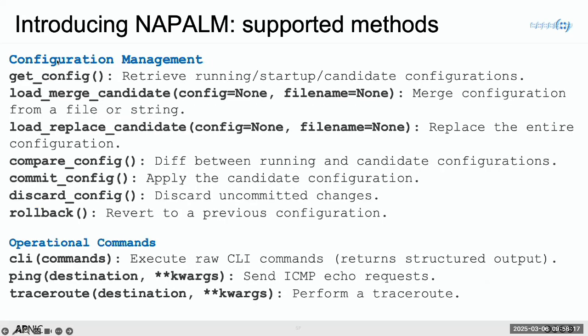In the case of configuration management, we can use get config. This can help us retrieve the existing configuration, and we can use load merge candidate or load replace candidate, compare config, commit config, and discard config and rollback as well. Similarly, we also have support for operational commands, like the CLI methods. This helps us execute commands which we cannot run other ways and are not otherwise available. We can use ping and traceroute as well.